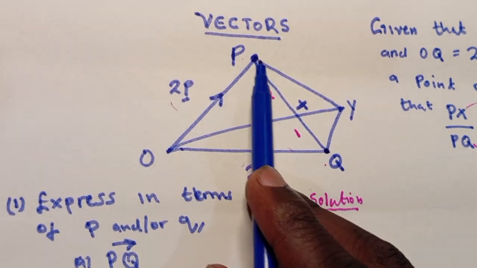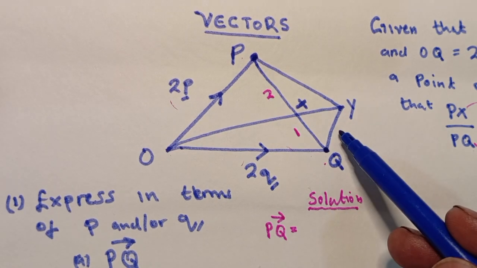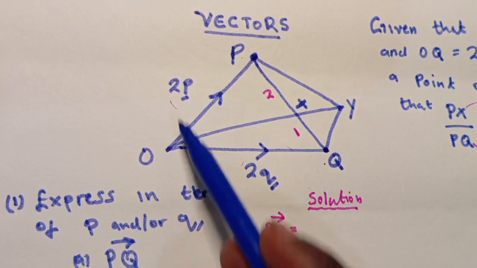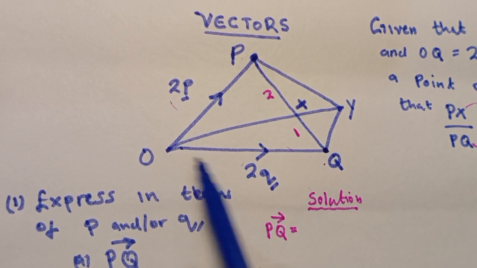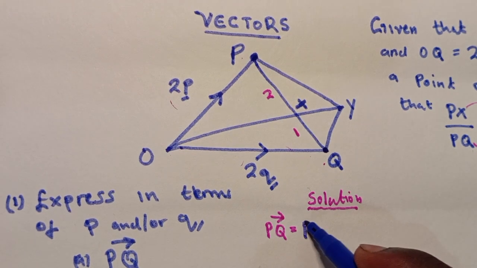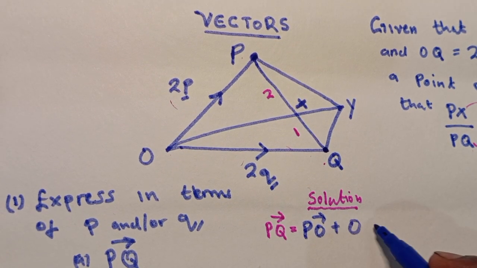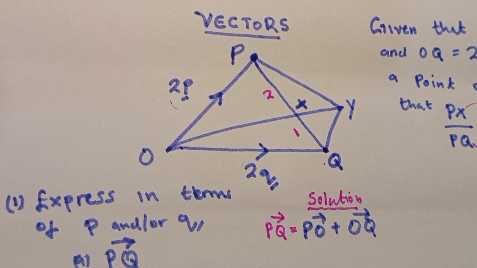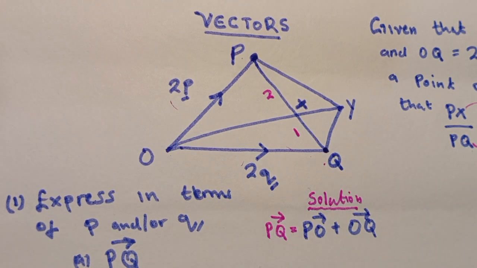So if we go like PY and then YQ, that can work, but the problem is that there's nothing on YQ and there's nothing on PY. But here we've got something and here we've got something. So we can go as PO plus OQ. So when it comes to vectors, direction is very important. We've gone like this and we've landed at Q where we are going.